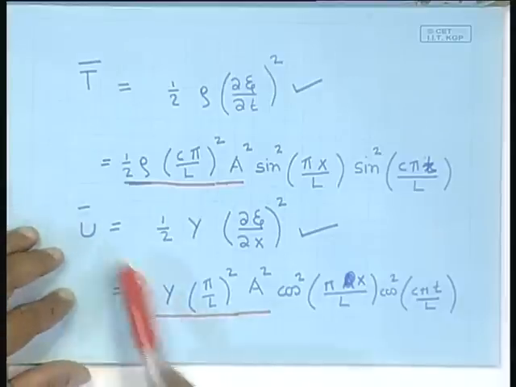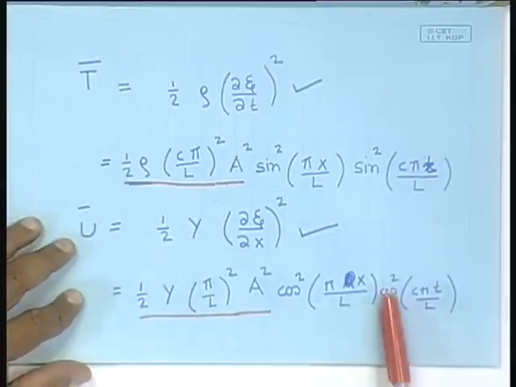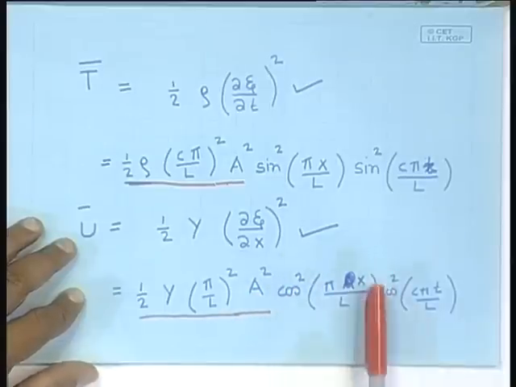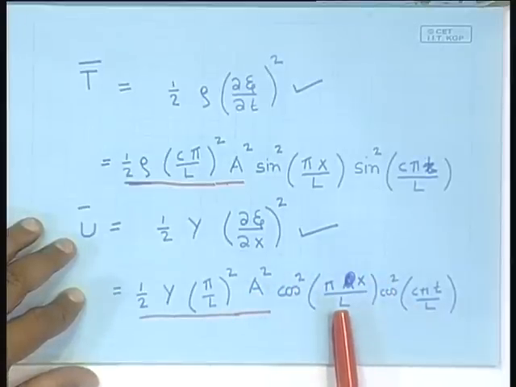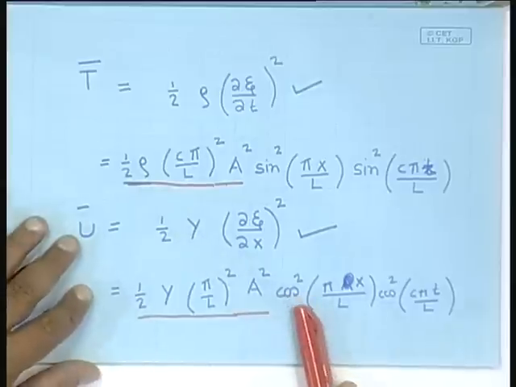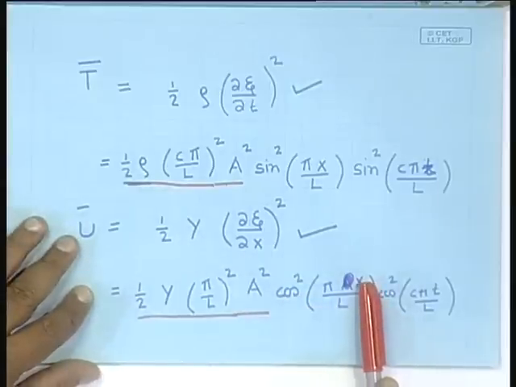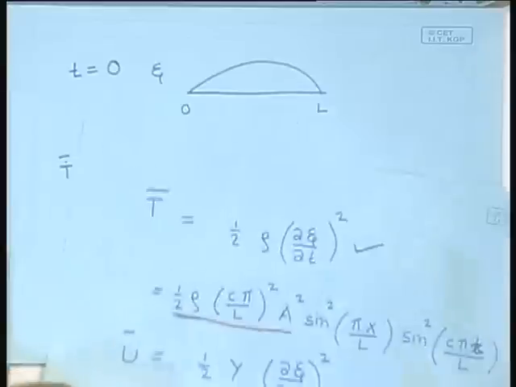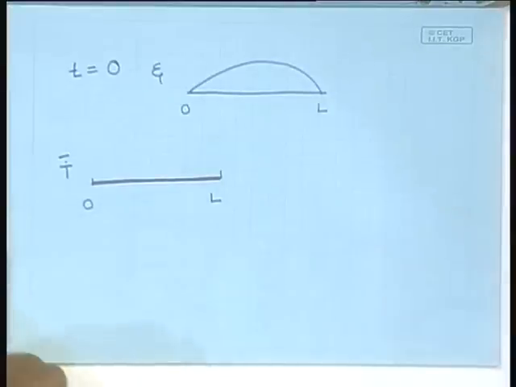So, let me now draw the potential energy per unit volume. At t equal to 0 this term is 1. So, what we have to draw is cos square pi x by L, and this has the maximum value at x equal to 0. It also has a maximum value at x equal to L. It has a minimum exactly halfway between, at L by 2. So, the potential energy per unit volume at t equal to 0, we are going to plot that.